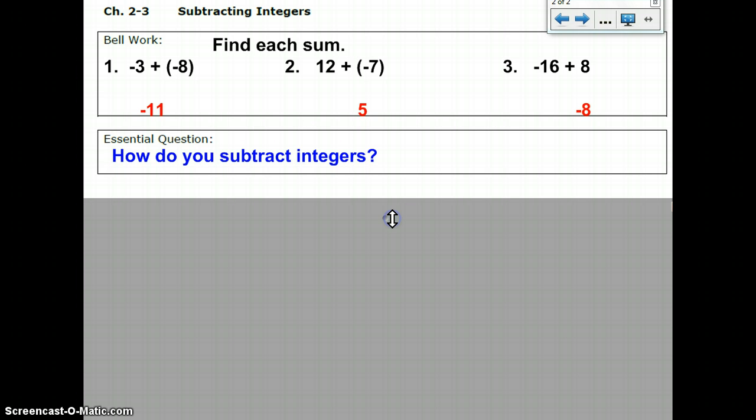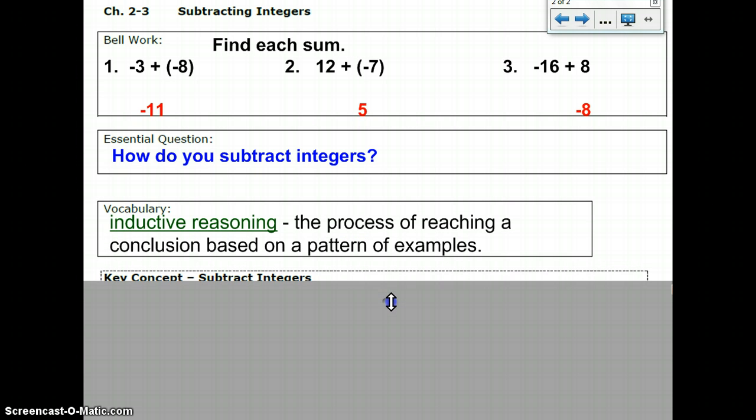Okay, your essential question for today is how do you subtract integers? We only have one vocabulary word, and that is inductive reasoning. I have hung up the posters on the front board that your peers created for inductive reasoning. Please make sure you get the correct definition down. The process of reaching a conclusion based on a pattern of examples.